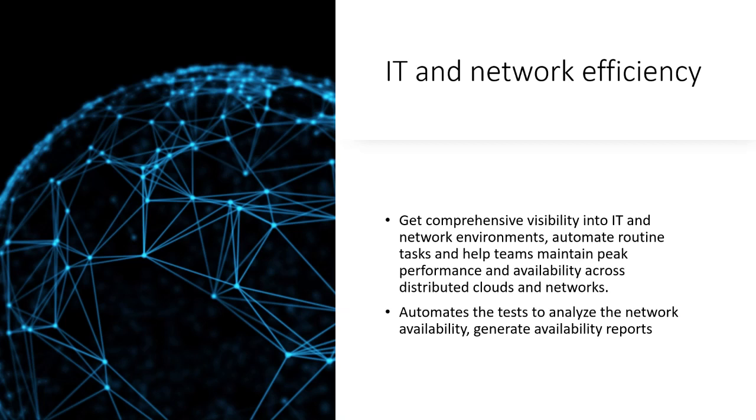Automate the test to analyze the network availability and generate availability reports. So application availability is an important thing. It can automate the availability test, which means it can do the ping test very simply. As an example, it can do the ping test and generate the reports of those tests, so that we can analyze and understand how available this system is and what the challenges are for the high availability of those systems.